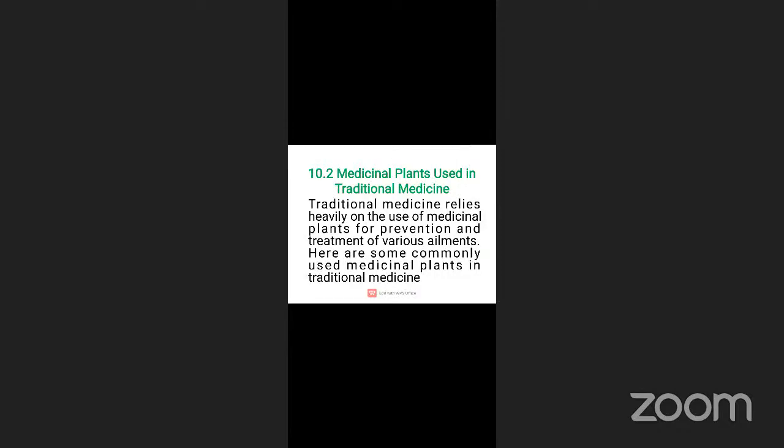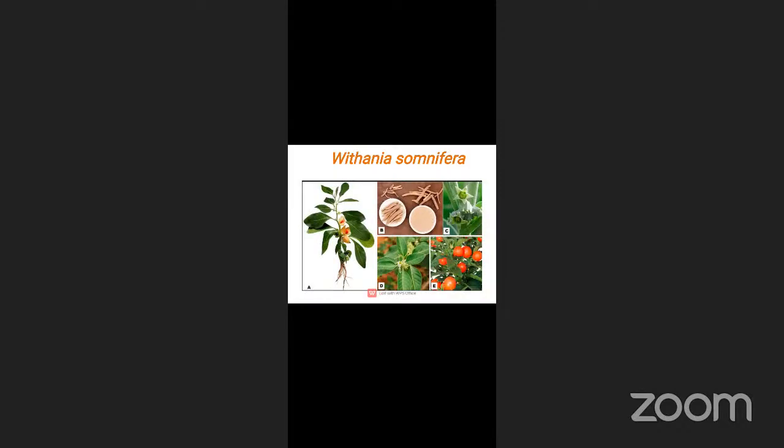So, medicinal plants used in traditional medicine. Traditional medicine relies heavily on the use of medicinal plants for prevention and treatment of various ailments. Here are some commonly used medicinal plants in traditional medicine. So, Withania somnifera is known as ashwagandha. Withania somnifera, commonly known as ashwagandha or Indian ginseng, is a medicinal plant that holds a prominent place in traditional medicine, particularly in Ayurveda. Here are some key points about Withania somnifera.